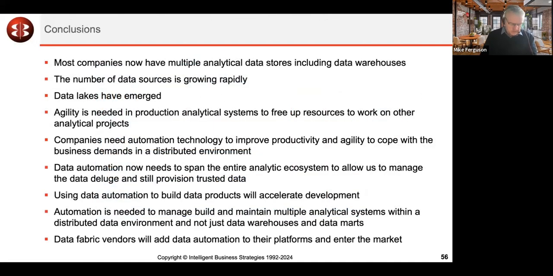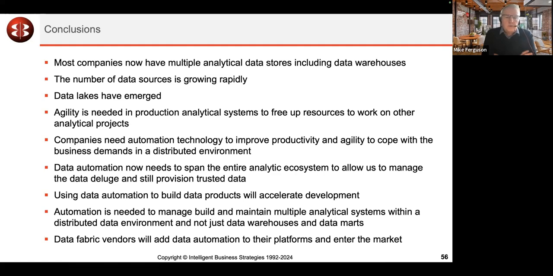And so I suppose then if I was to wrap it up, I've got some time for questions. I would say most companies are dealing with a situation where they've got multiple analytical data stores these days, and they're still operating in silos. Whether that's multiple data warehouses, graph databases, data lakes, lake houses, whatever they are, streaming analytics on Kafka topics or whatever. We've got more and more data sources emerging, and data lakes are here. Several clients of mine have got multiple data lakes even.